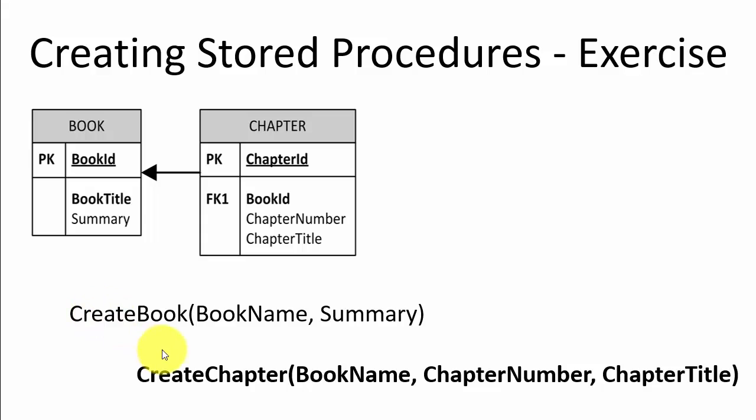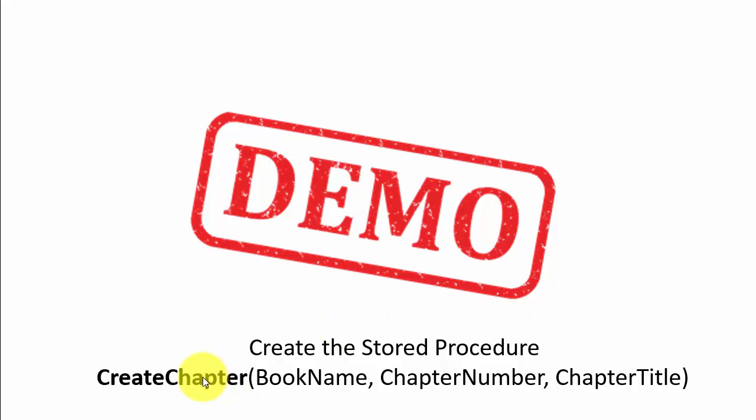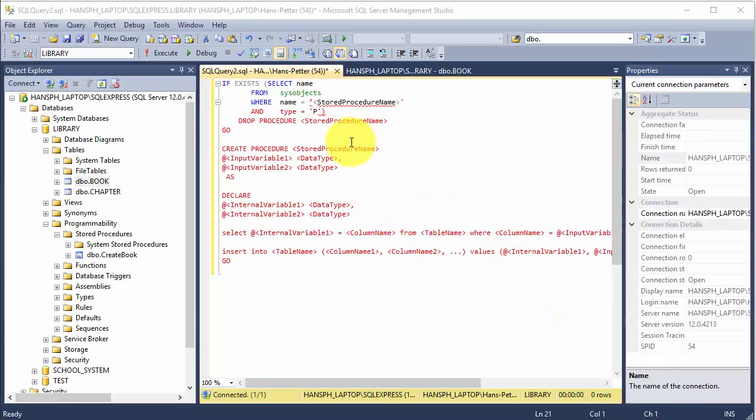Next, we want to create a little bit more complicated stored procedure. In this case, create chapter. We will use the book name in order to create new chapters for that specific book. So let's go to SQL Server and create this create chapter stored procedure. So we start by creating the name. In this case, create chapter.